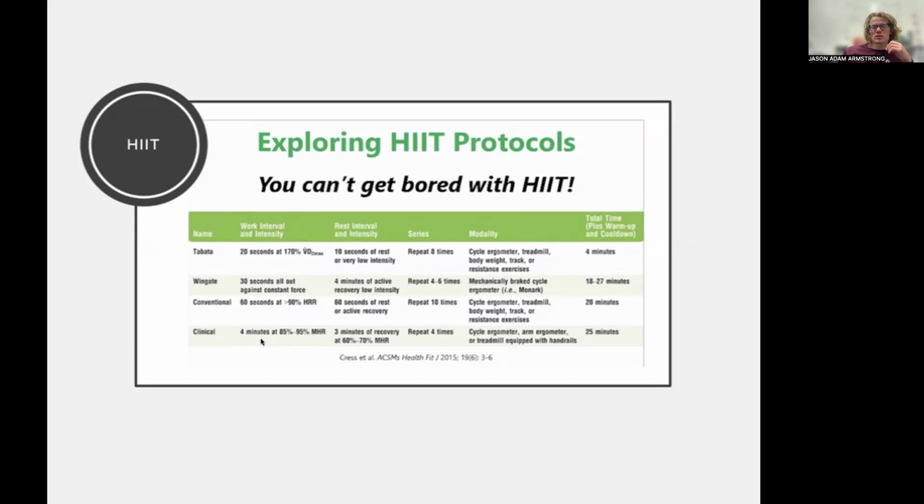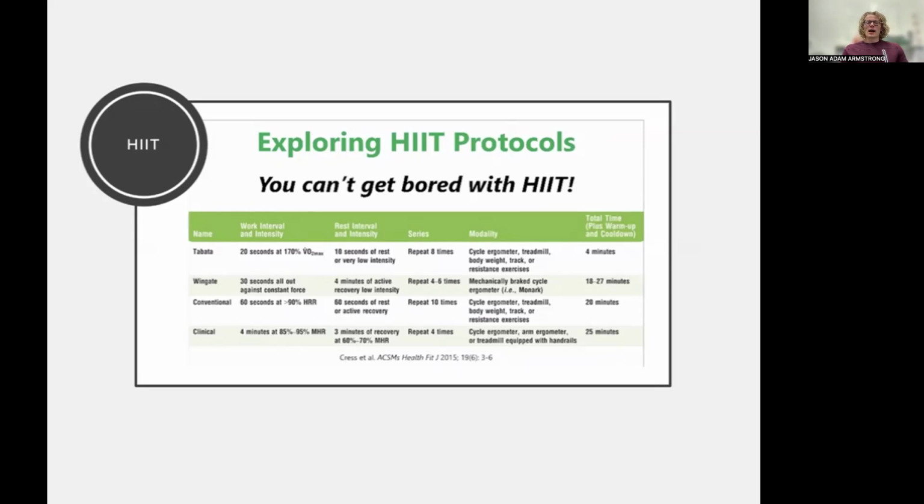And then we've got clinical. So 4 minutes of 85 to 95% of your max heart rate, and then 3 minutes of 60 to 70% of your max heart rate repeated 4 times for a total of that's 27 minutes. Don't know why it says 25. So you could still calculate calorie consumption for these and intensity for these. It's a little more difficult, right? Because I need to calculate it separately for each of those intervals and what MET value I might be at for every individual interval. But you could absolutely do it, and I can run you through how to if it's something that you're interested in.